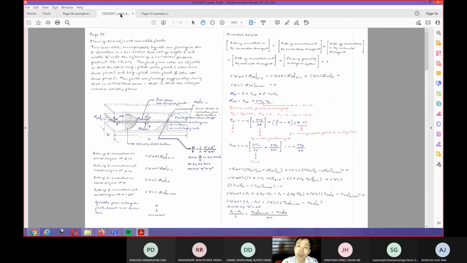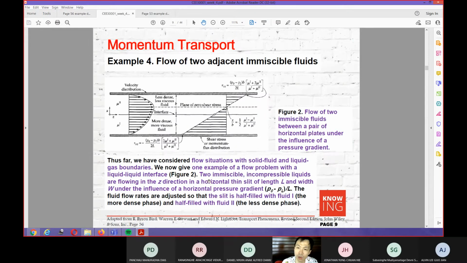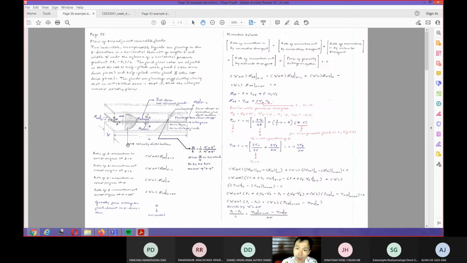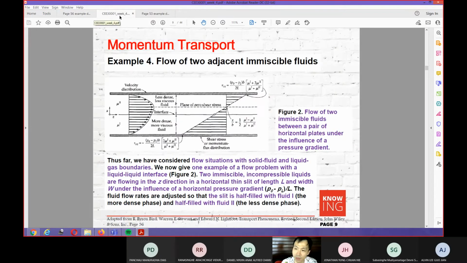Okay, and then we want to consider this particular scenario. In this example, we consider two immiscible incompressible liquids which are flowing in the z direction in a horizontal thin slit of length L and width W. The length here corresponds to the L here. So the plate has a length of L, and it has a width of W here, and it also has a thickness of, if we see here, 2b.